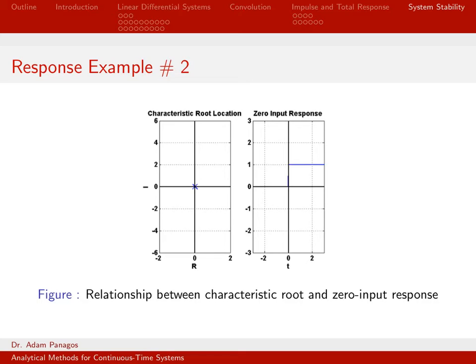So here I've changed my root location from -1 to 0. A root at 0 corresponds to a zero input response that's a constant 1. This is basically an oscillation with DC frequency. So it's just a constant 1. So you can tell we're marginally stable here. If my system gets perturbed, I just kind of asymptotically hold this value. I don't blow up, but I also don't decay to 0. So this is what we call marginally stable.